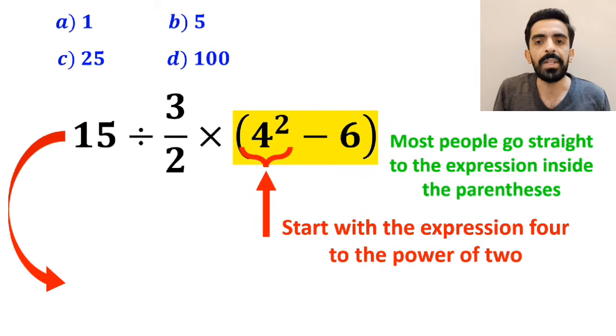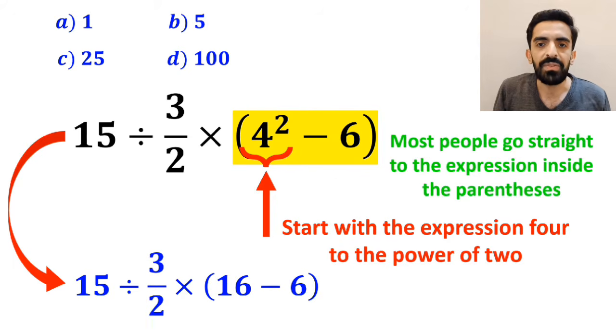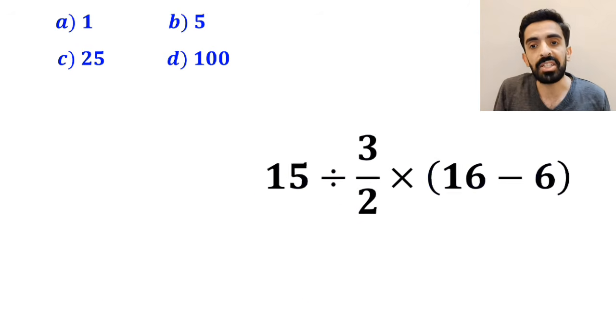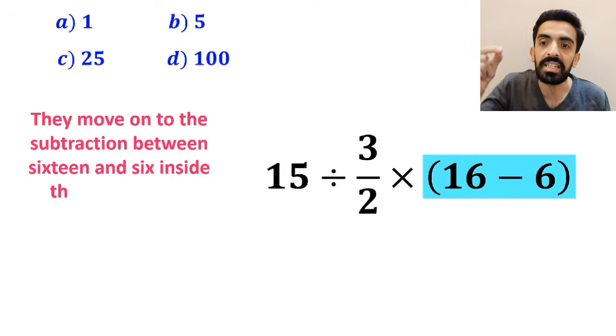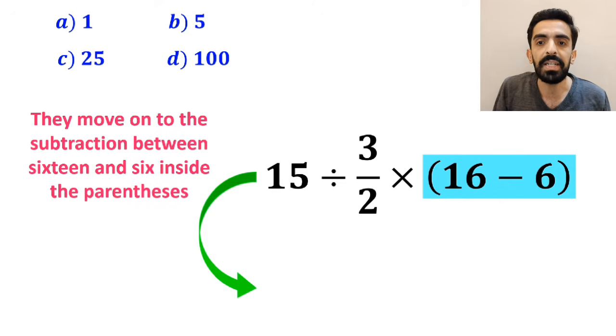So, instead of the original expression, they write 15 divided by 3 over 2 times (16 minus 6). And in the next step, they move on to the subtraction between 16 and 6 inside the parentheses and simplify the expression to 15 divided by 3 over 2 times 10.